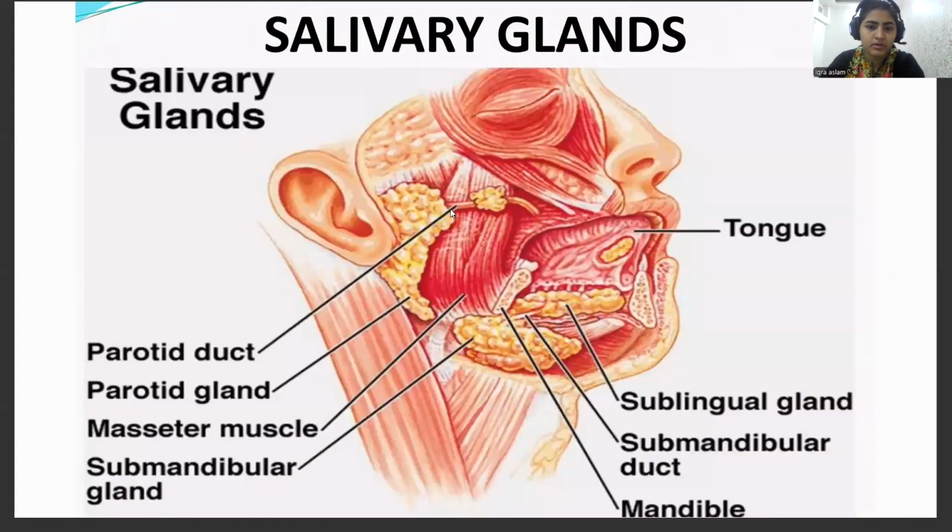Here is our parotid. First, we'll see the parotid gland. Here is the parotid gland near our ear. Okay, it is mainly near our TMJ, temporomandibular joint. Then we have the parotid duct, the duct that comes and opens in our oral cavity. And the muscle that is beneath it is the masseter muscle.